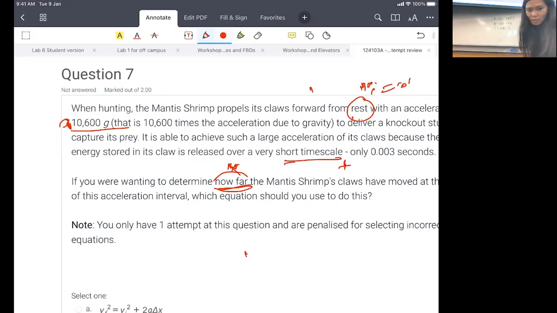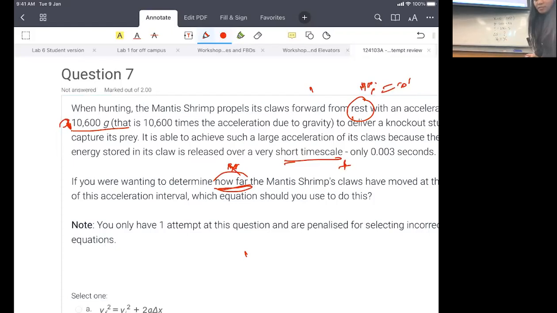So next is now the question. If you were wanting to determine how far, so how far is distance, delta X. Delta X is how far, that's what's being asked. You're being asked to find delta X. Which equation should you use to do this? There's nothing mentioned about final velocity. So VF, you don't know. You don't know any information about VF.